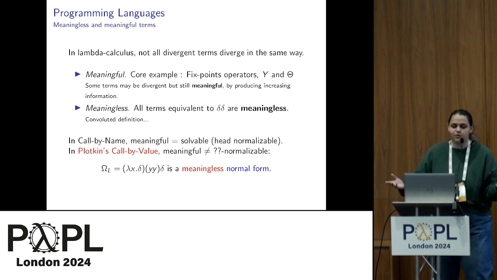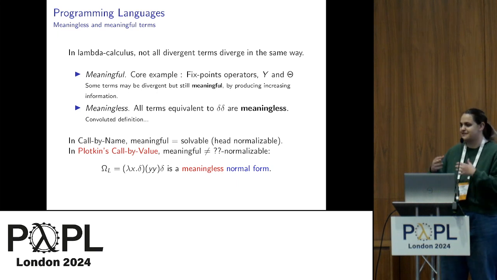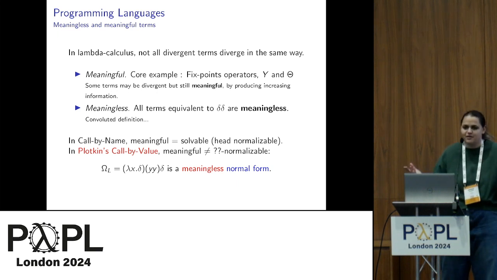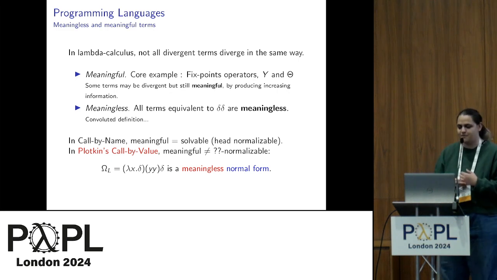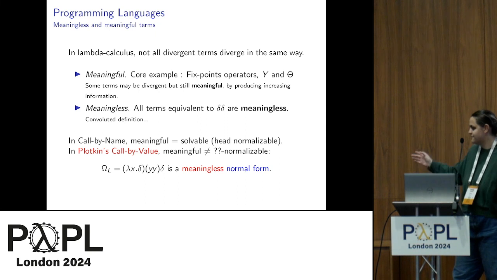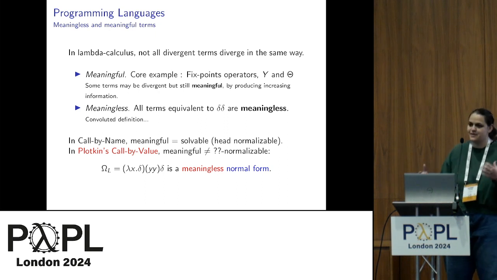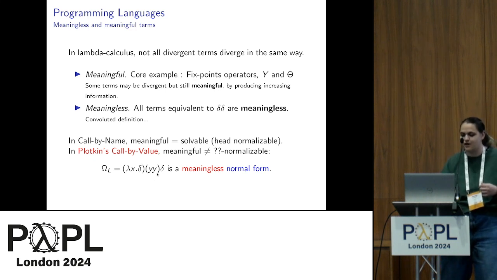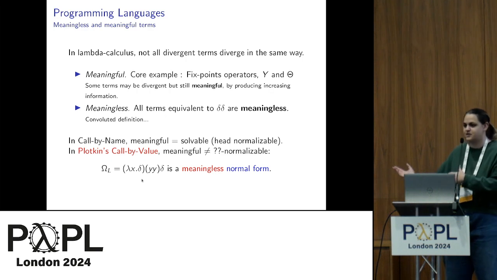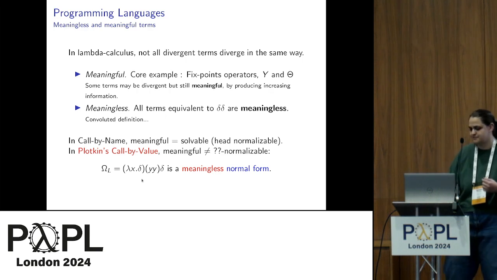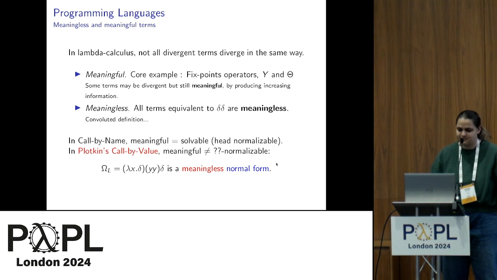So let's do this in call by value. Let's have a notion of meaningful that is exactly something normalizable. Well, we actually can't in Plotkin's call by value. That's the problem. We have this term omega left, which is meaningless because it is equivalent to delta delta, but it is a normal form. Because here, y applied to y is not a value, so we can't reduce the redex. That's one of the problems with open terms in Plotkin's call by value.